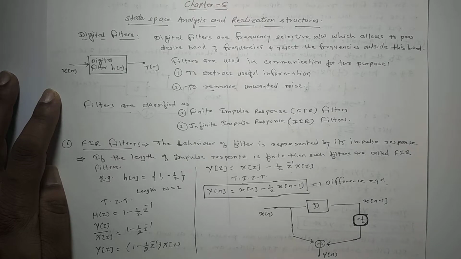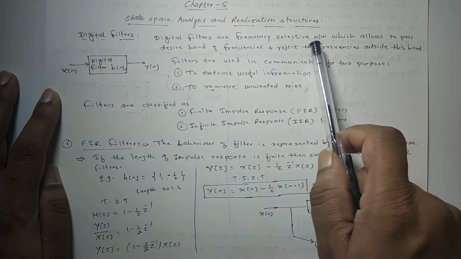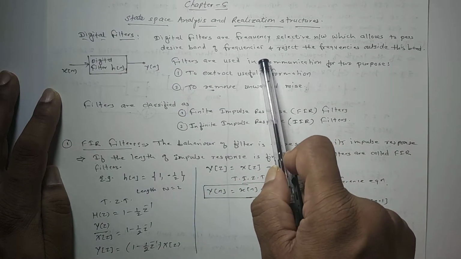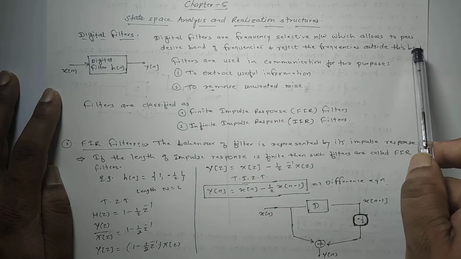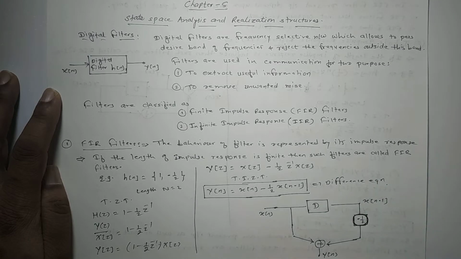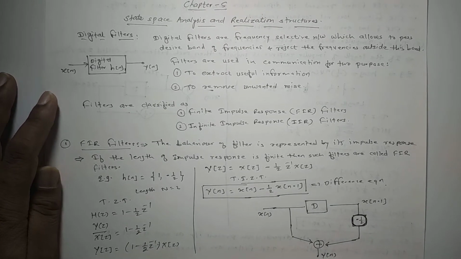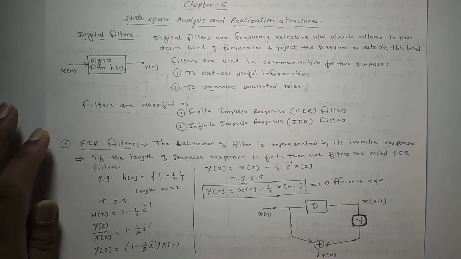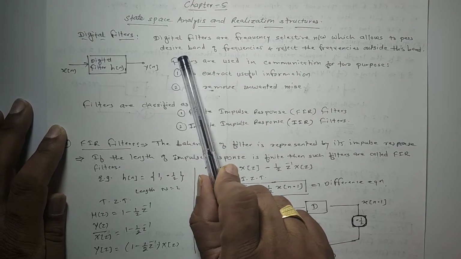Okay, so I will define digital filters. Digital filters are frequency selective networks which allow to pass a desired band of frequencies and reject the frequencies outside this band. This is the definition of usually any filter. A filter is allowed to pass a specific band of frequency. If it is a low pass filter, it is allowed to pass the low band of frequency and reject the high band of frequency, that is, reject the frequency outside the cutoff frequency, isn't it? Okay, so digital filters will be defined like this.